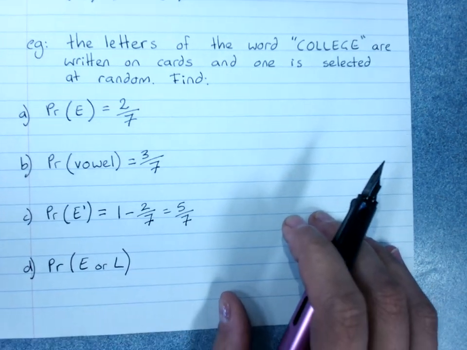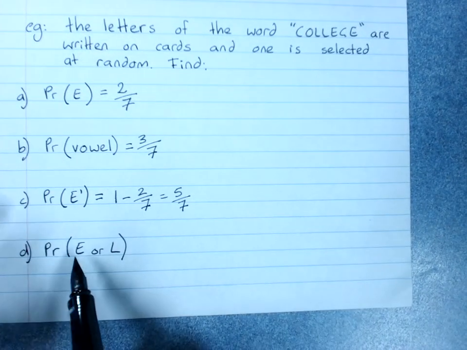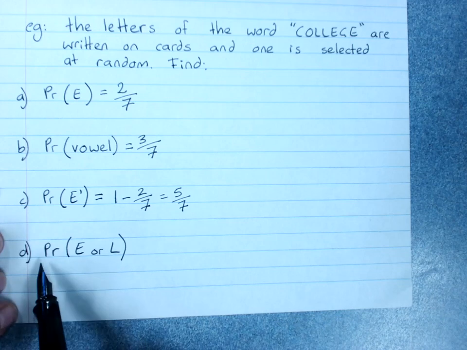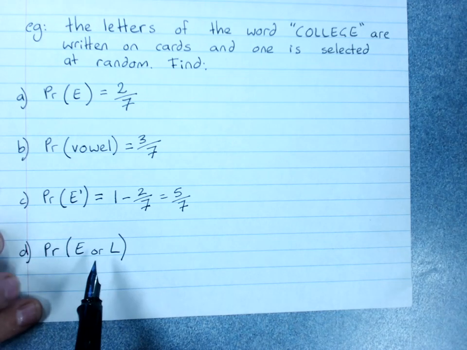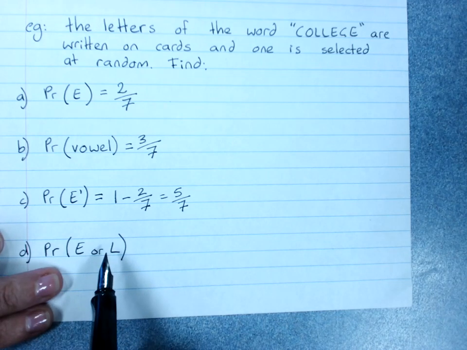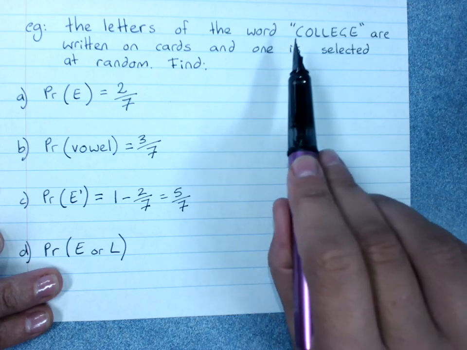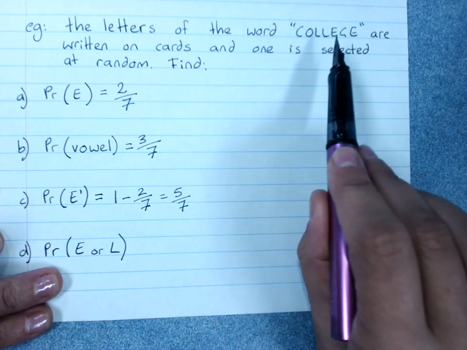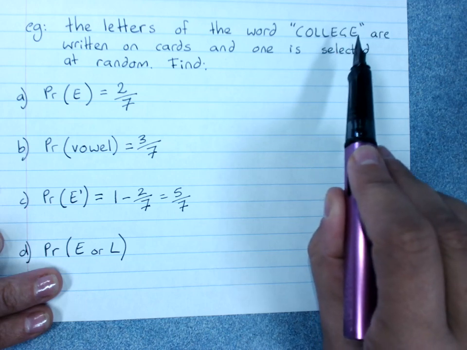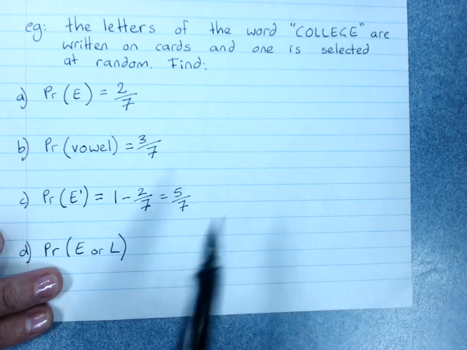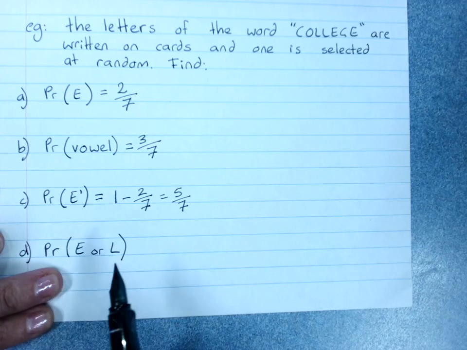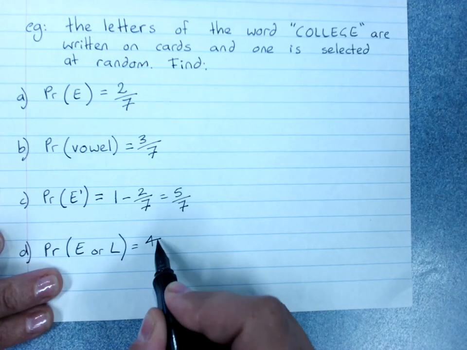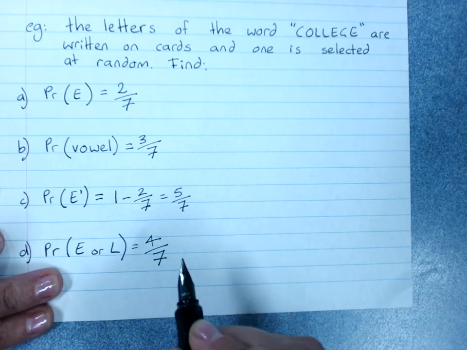And we might also get asked for the probability of more than one thing. What's the probability that I get an E or an L? Well, then I need to look at which letters are E or L. Which ones are those? There's 1, 2, 3, 4. There's 4 letters that would make me happy if I wanted an E or an L. So that's 4 out of 7.